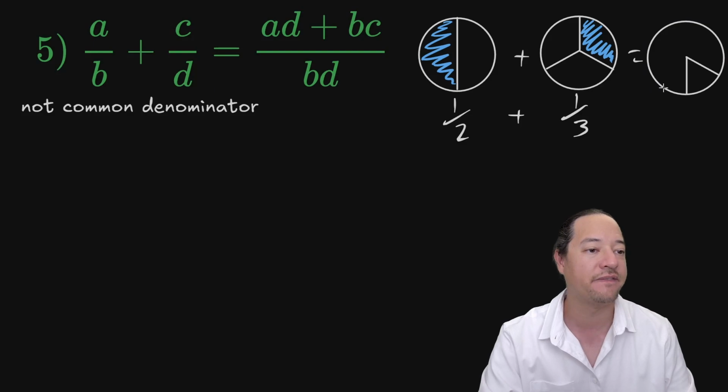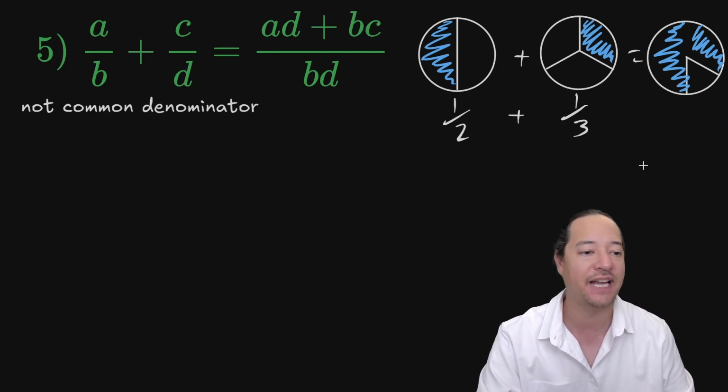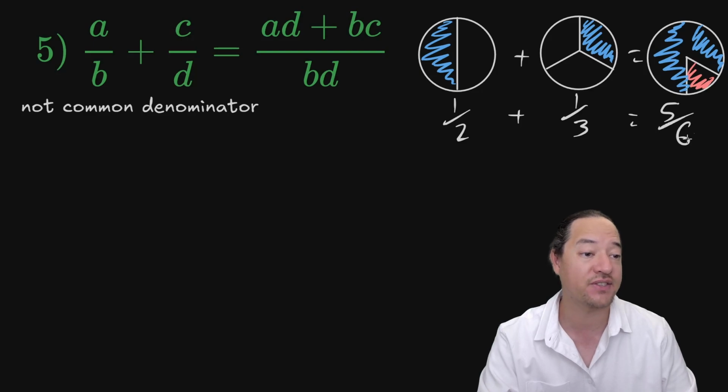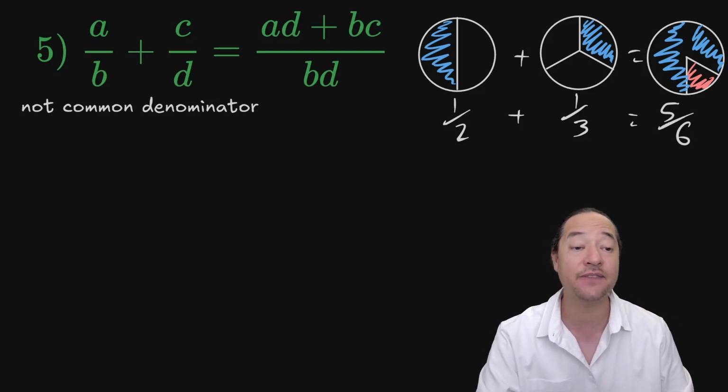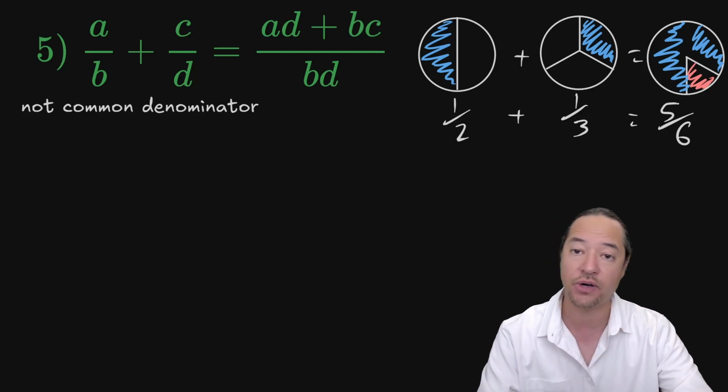So I'm going to color this in. I'm going to get that 1/2 plus my 1/3, and I fill that in, and I want to see how much of the pie I have now. Well, if I look at this missing piece over here, that kind of looks like half of this third. Half of a third is going to be a sixth. So I'm missing 1/6. That means I actually have 5/6. Okay, so I expect to get 5/6 when I add 1/2 plus 1/3.